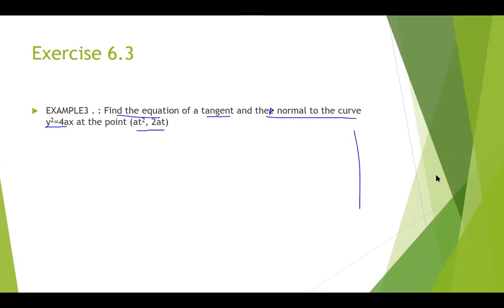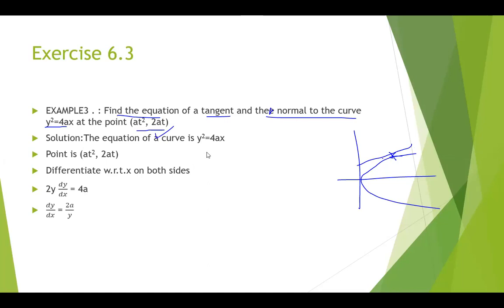Y square equal to 4ax, you know. This is the parabola like this. Okay, the point at which tangent is drawn may be like this, and the point they have given is at square comma 2at. But the only thing is that it is in the parametric form. You know how to find out dy by dx in parametric form? The equation of curve is y square equal to 4ax. Point is at square comma 2at.